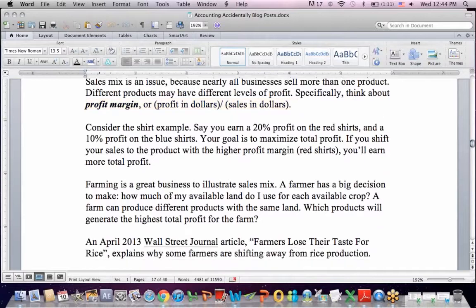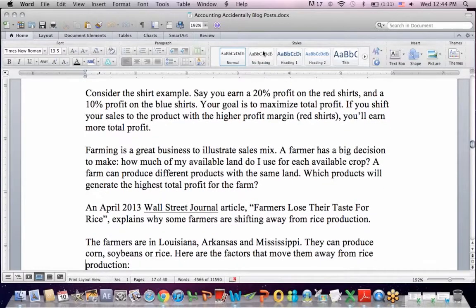So let's think about a practical example. Let's say you make a 20% profit on red shirts and a 10% profit on blue shirts. And your goal obviously is to maximize total profit among all products. And let's say for right now you just have these two products. If you shift your sales to the product with the higher profit margin, red shirts, your total profit will go up. You're selling more of the product that makes you more money.